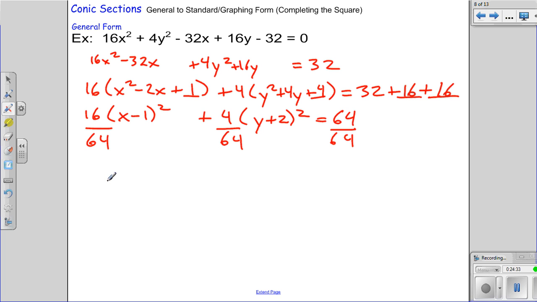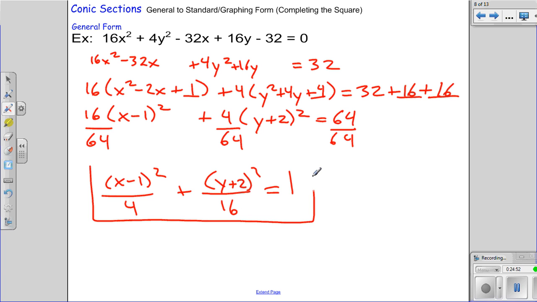So now we're going to have x minus 1 quantity squared all over 4, because that reduces. And then that reduces to y plus 2 quantity squared all over 16. So there's my a and b value. So actually a is here because it's the bigger one, because it's an ellipse, equals 1. So that here is standard or graphing form whereas this up here is general form. They're both the same equation, and they produce the same graph, but they're just different forms for different purposes.